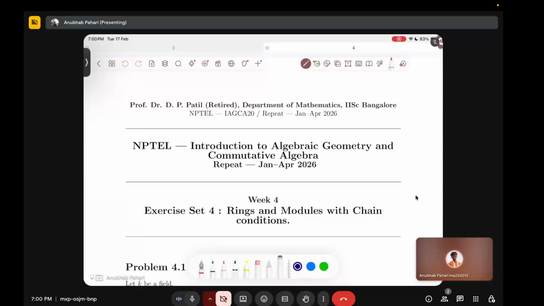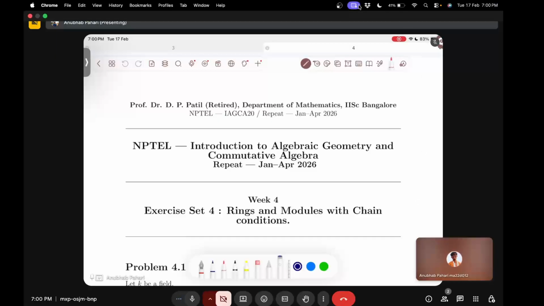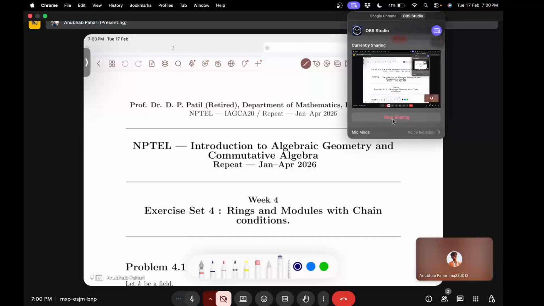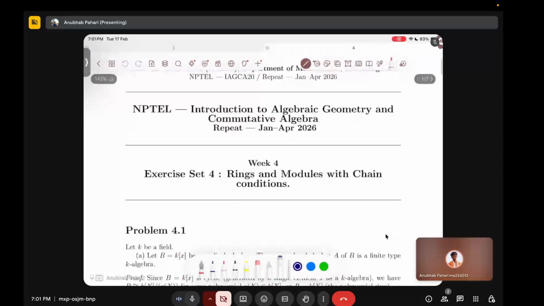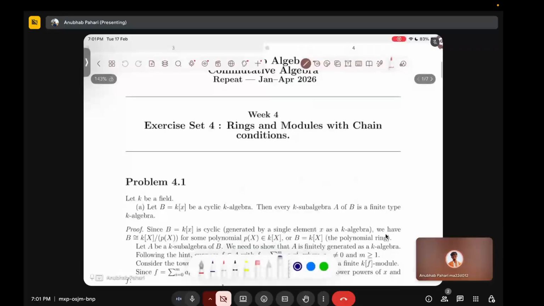Hi everyone, this is lecture 4 of the tutorial session for the NPTEL course, Introduction to Algebraic Geometry and Commutative Algebra. Today is our fourth assignment solving class, and the topic is rings and modules with chain conditions. I hope you are already familiar with the topics you learned in the class.